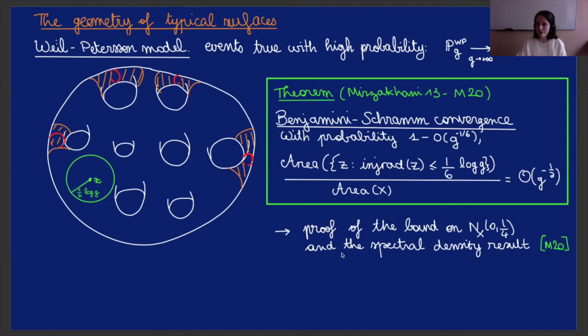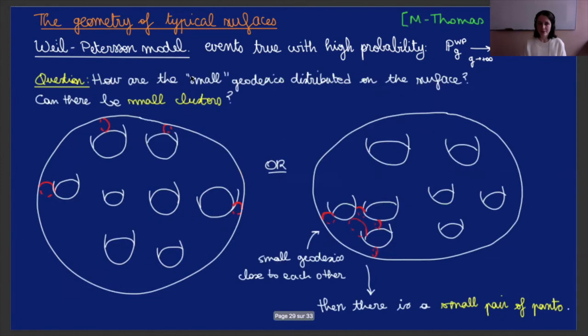And this notion is enough to prove the bound on the number of small eigenvalues and the spectral density result, as is the case in graphs, actually. But this is only an estimate about the volume of this set of points. So it just says that the thin part of the surface doesn't make up a big part of the surface. The next step is to wonder, how are the small geodesics distributed on the surface? Can there be small clusters?